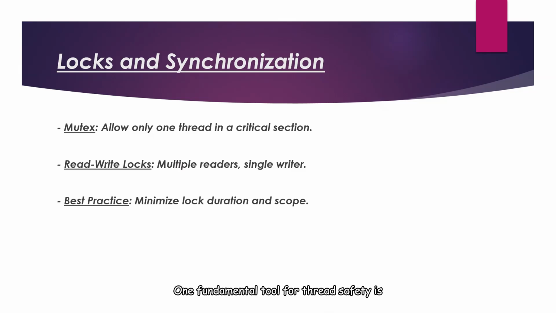One fundamental tool for thread safety is synchronization. Using locks, we can make sure that only one thread can access a critical section at a time. A simple mutex or mutual exclusion lock is like a do not enter sign for other threads. For better performance, especially in read-heavy scenarios, we can use read-write locks where multiple threads can read simultaneously but only one can write. But be aware, locking comes with overhead. Holding locks for too long can cause bottlenecks and even deadlocks. Good design keeps critical sections as small and efficient as possible, locking only when absolutely necessary.